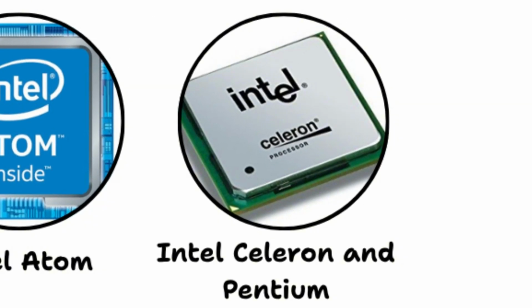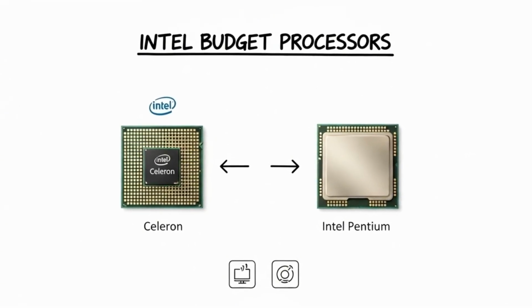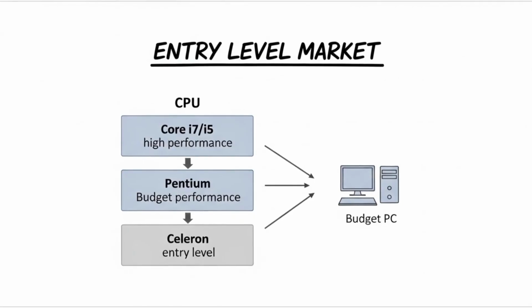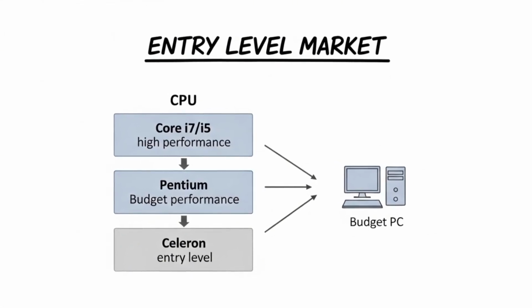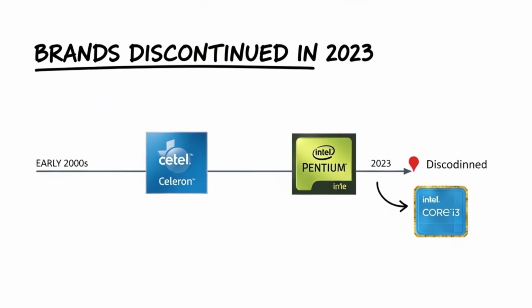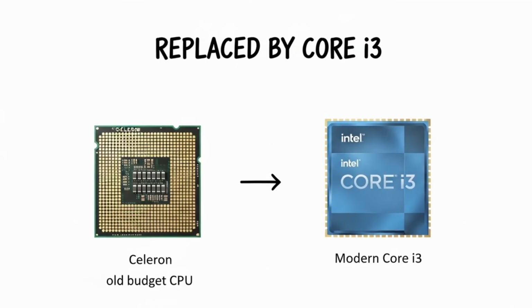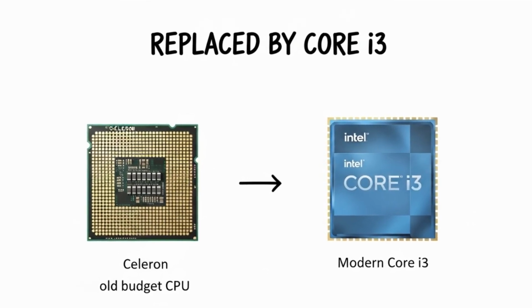Intel Celeron and Pentium. The stories of Intel Celeron and Pentium are deeply intertwined, representing the company's historical approach to the budget and entry-level market. Both were eventually discontinued as a separate brand in 2023, their roles largely absorbed by the low end of the Core i3 lineup and newer, more efficient Atom-based processors.